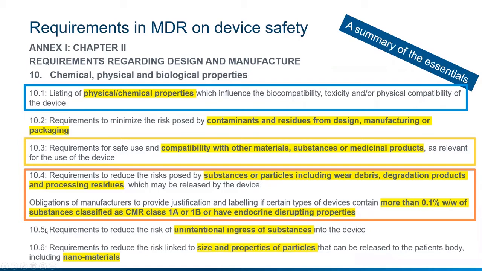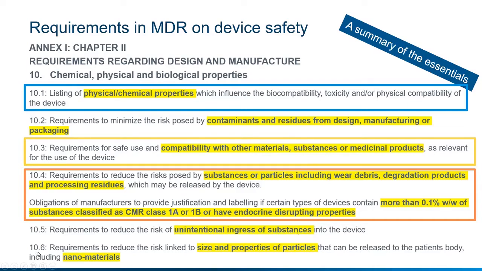In the last two sections in Annex 1, Chapter 2, there's requirements regarding reducing the risk of ingress of substances into the device. This relates also back to the packaging and ensuring that it does not become contaminated.